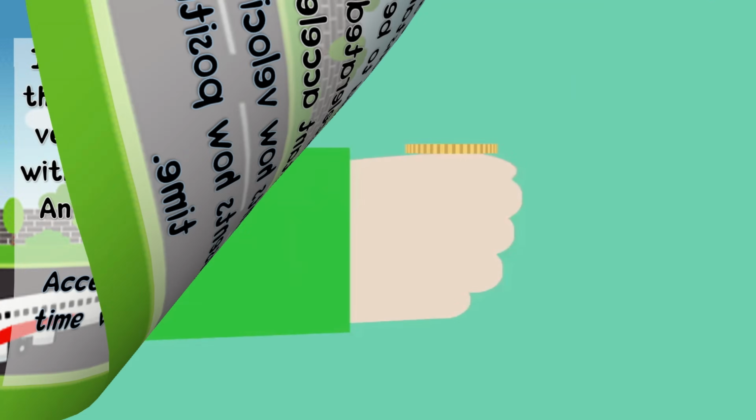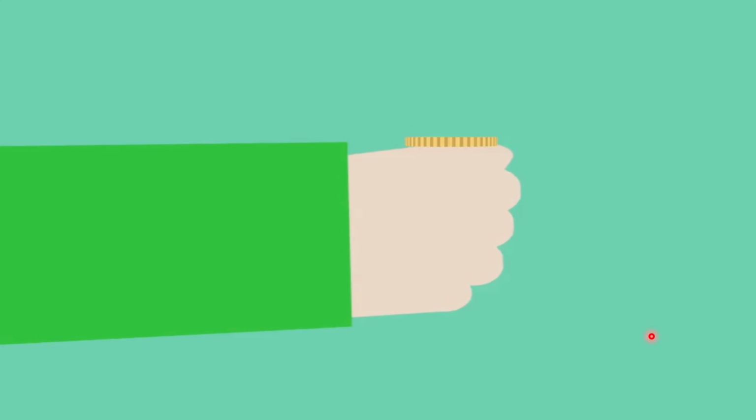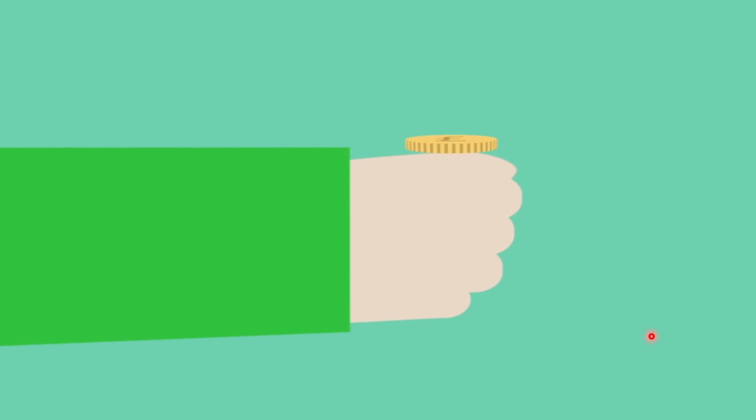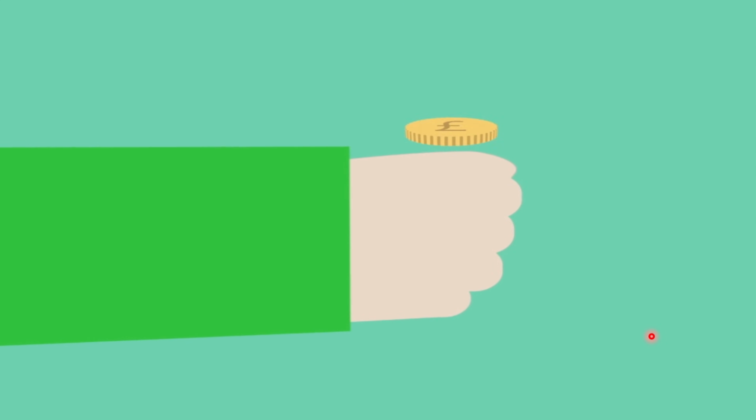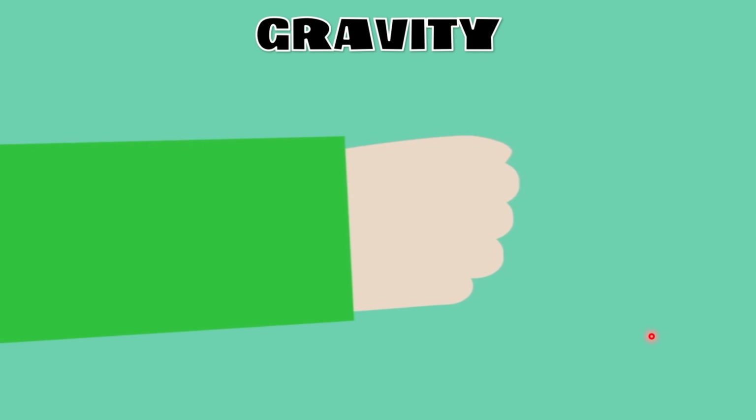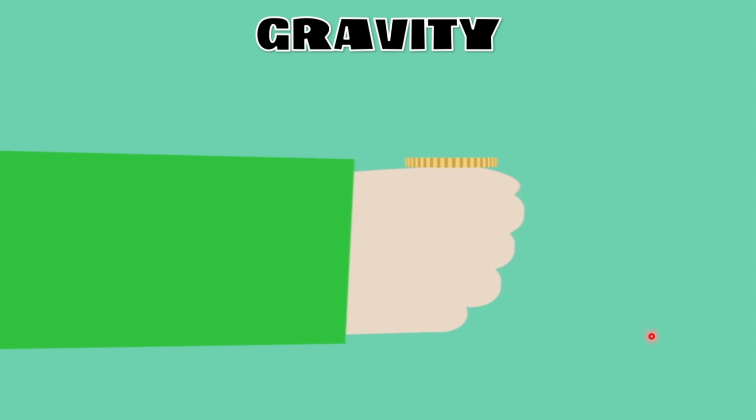Next picture. As you can see, we have a coin. Toss it upward. Does it stay up? No. When it reaches its maximum height, eventually it will go down. What makes it go down? The answer is gravity. Gravity pulls the coin down.